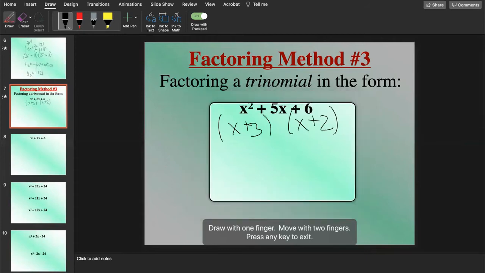And I'll go through the quick steps. Multiply this out, FOIL it out. At the beginning of factoring, FOIL everything out to make sure you get your right answer.